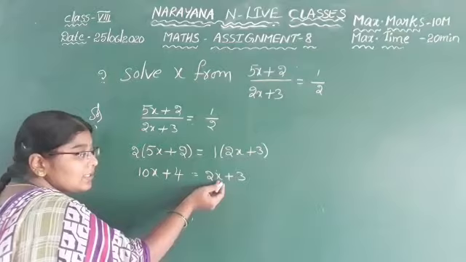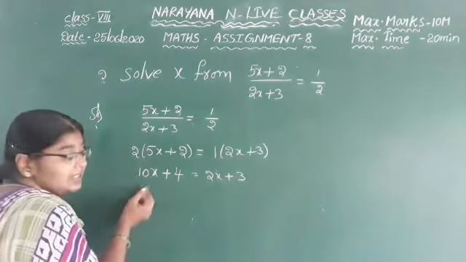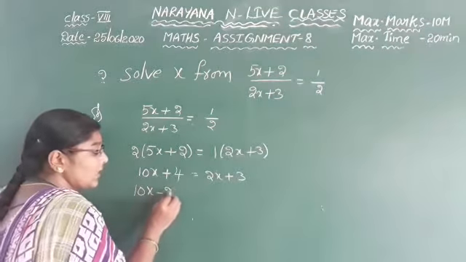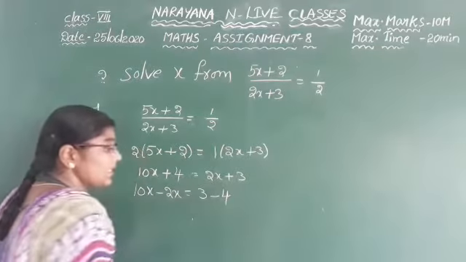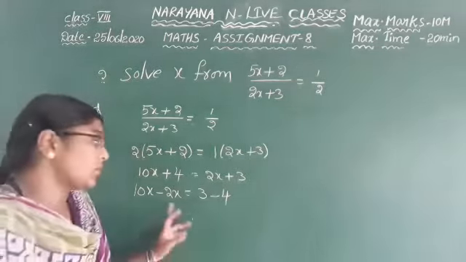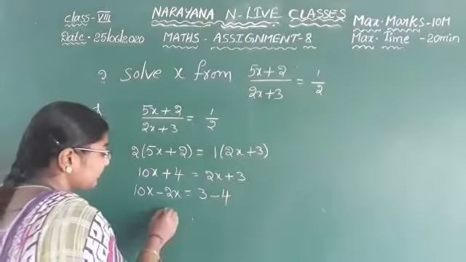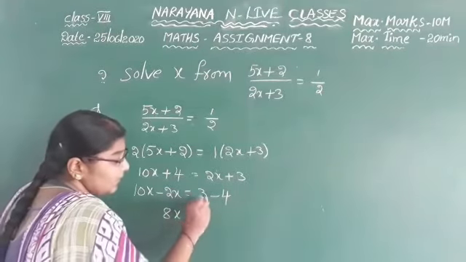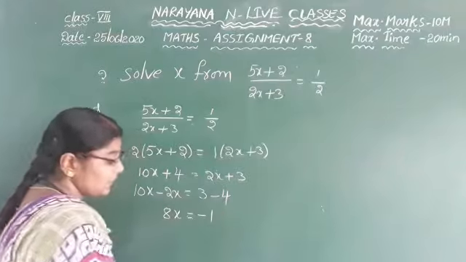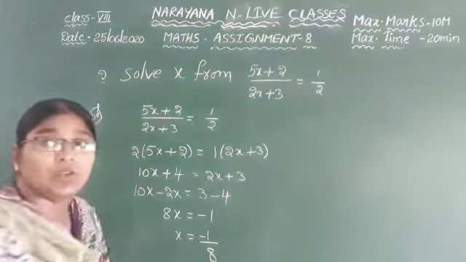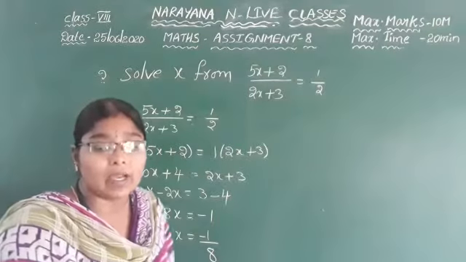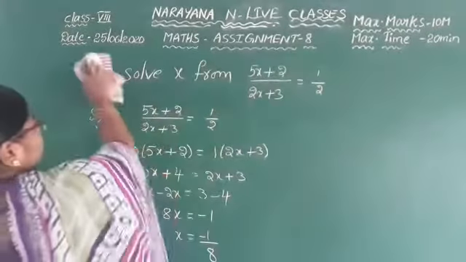On the RHS side 2x is there, which comes to the LHS side as minus 2x. And here 4 is there, going to that side as minus 4. So 10x minus 2x is 8x. And here 3 minus 4 is minus 1. So x is equal to minus 1 by 8. So the value of x is minus 1 by 8.